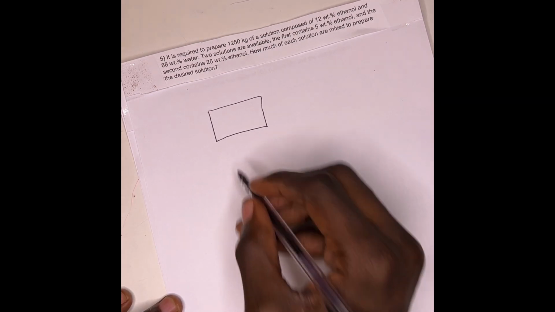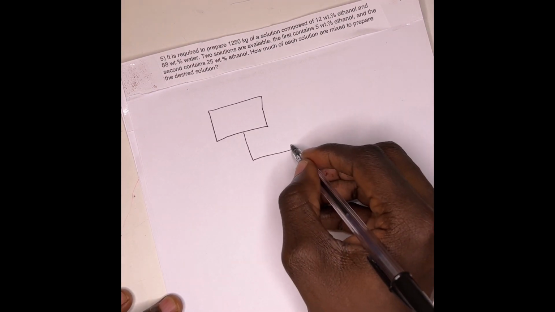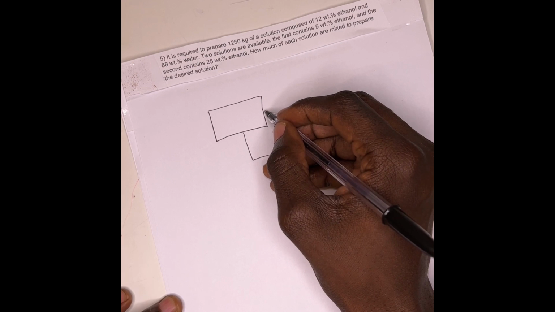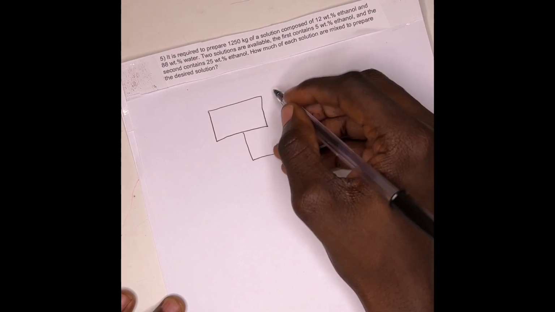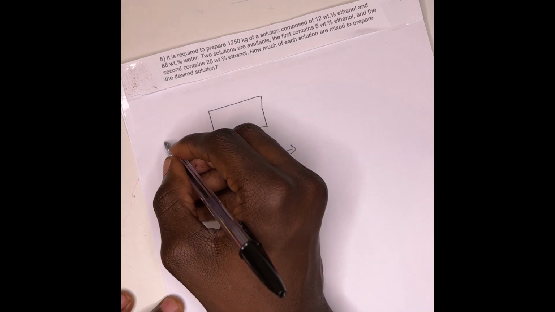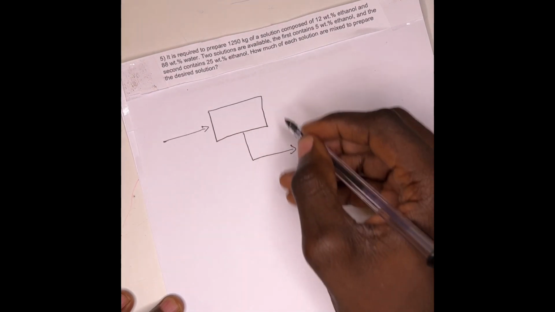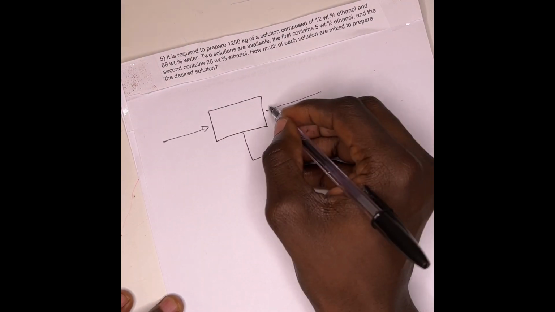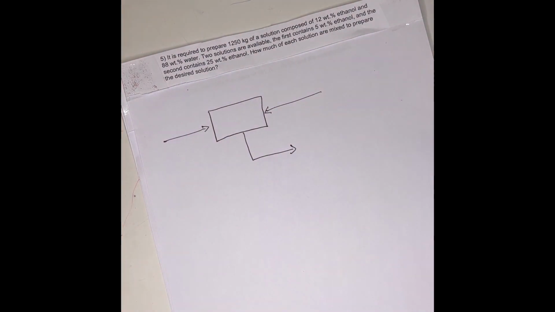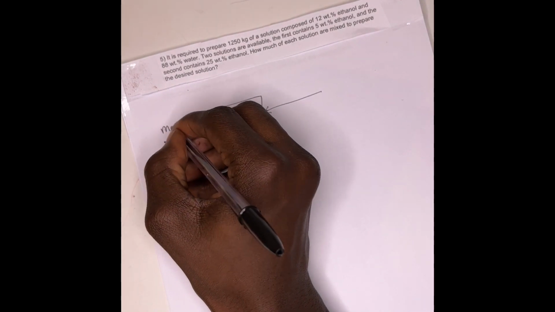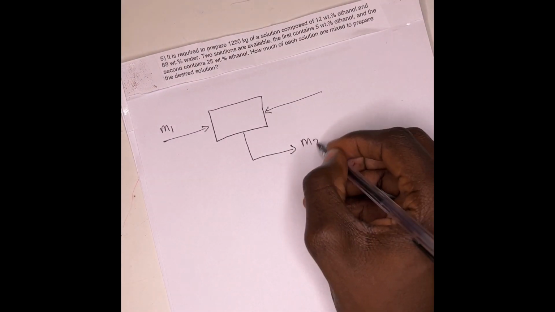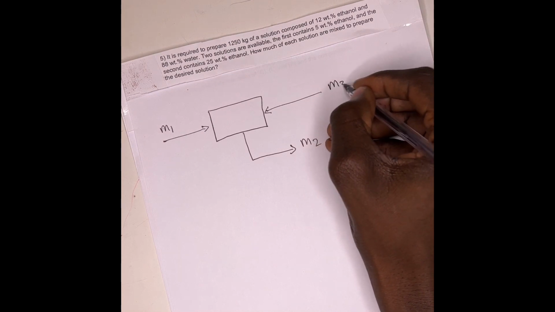And then you have, so it means you have one stream which is going out. And then you might have two which are going in. So this one is going in, and then this one as well is going in. So now let's put everything we are given. You can call this M1, this is M2, and then this is M3.